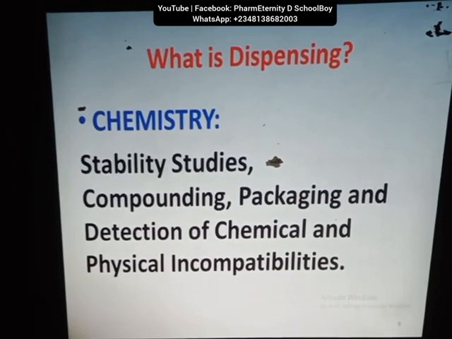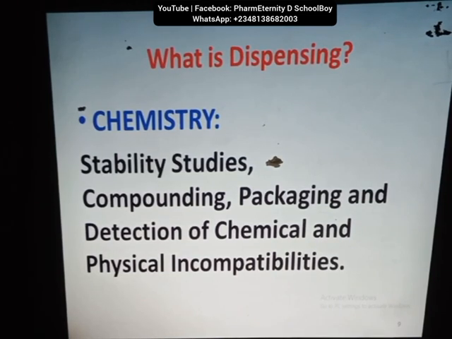Now, one of these courses is chemistry. Chemistry is one of the basic sciences, a pure science, but chemistry has a lot to do with pharmacy. From chemistry, you'll be able to know the stability studies of these ingredients. With chemistry, you know the physical and chemical properties of these ingredients, and that will help you to know the stability.